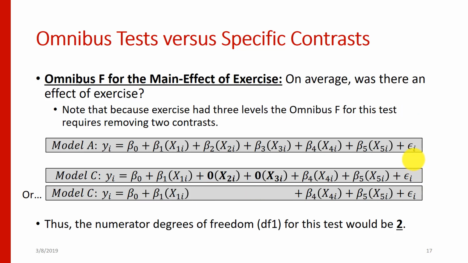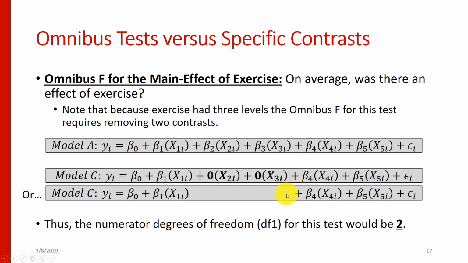We can do the same thing for the effect of exercise, but it gets a little more complicated because, of course, exercise is being represented by two different contrasts. But the omnibus F for the main effect of exercise is asking a similar question. On average, which is to say ignoring diet, was there a main effect of exercise? Now note that because exercise had 3 levels, the omnibus test requires removing both contrasts, right? So we're going to have a model A, again, that has everything in it, compared to a model C, in which we set the coefficients for those contrasts to 0, or the other way to write it would be that we ignore those contrasts in the model completely.